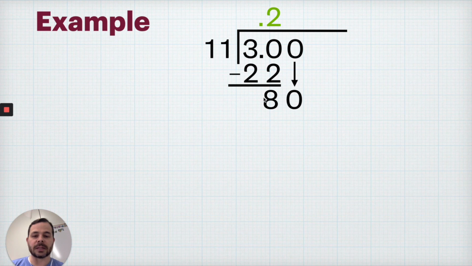And 11 goes into 80 7 times. 7 times 11 is 77. And guess what we're going to get? A 3, what we started out with. Okay, so we got the same exact number that we started out with here.